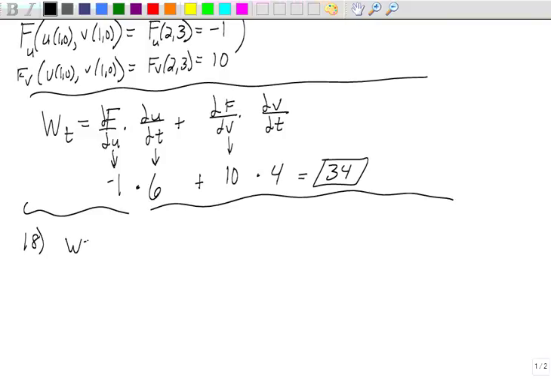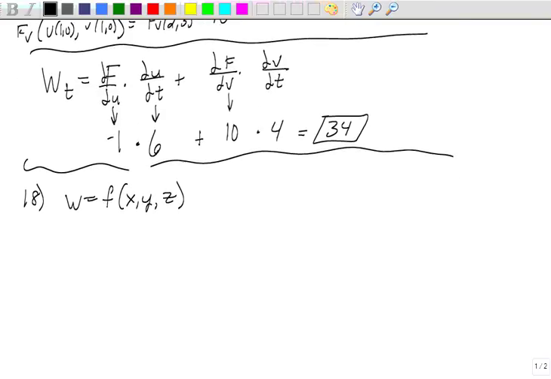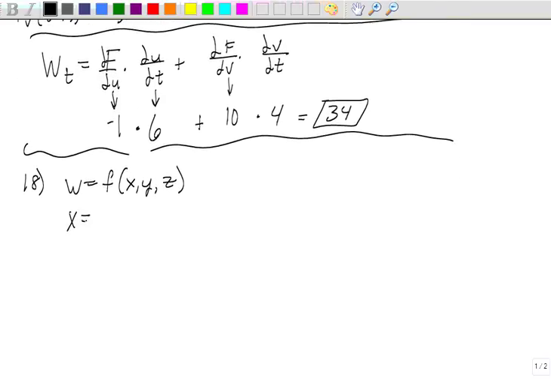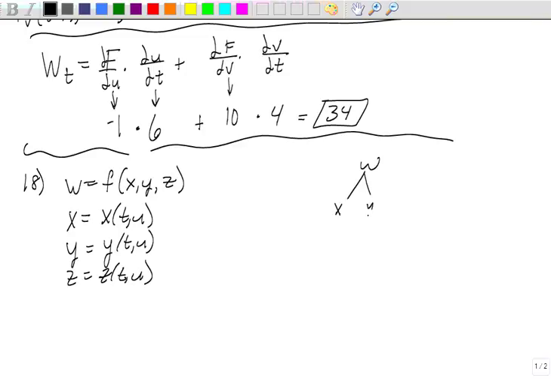18. If w is a function of x, y, z, we want to do a picture, and x is a function of t and u, y is a function of t and u, and z is a function of t and u. And the picture is like this. W is a function of x, y, z. It's a tree diagram. X is a function of t and u, and this should help you set up the chain rule. That's the point of that problem. It'll help you decide what depends on what.